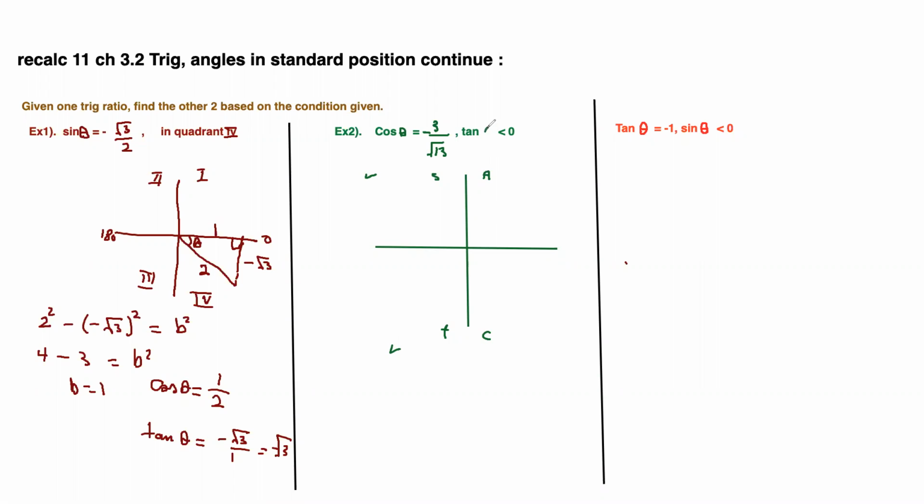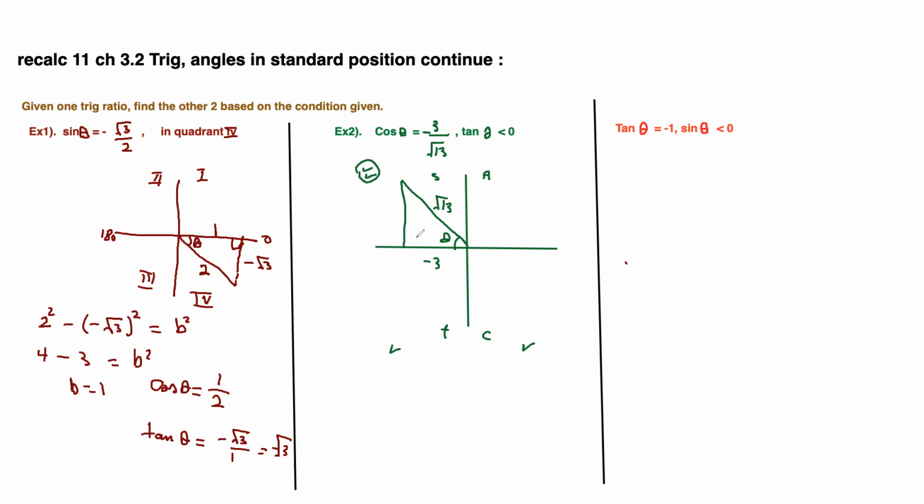Tan theta, sorry, is less than 0. That's indicating that the tan is negative. When I say tan is less than 0, the tan is negative. It can't be here, and it cannot be there, so it's here or there. So you see where your double check is? That's where your terminal arm has to be. So there you go, drop a vertical. That's theta, and label. So cosine is adjacent over hypotenuse, so that's √13 right there.